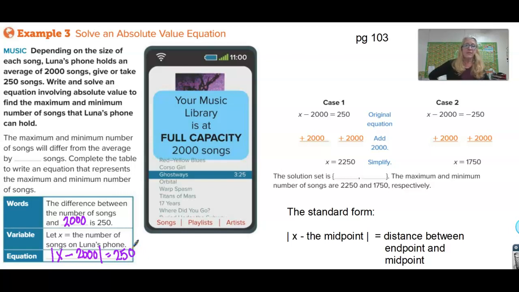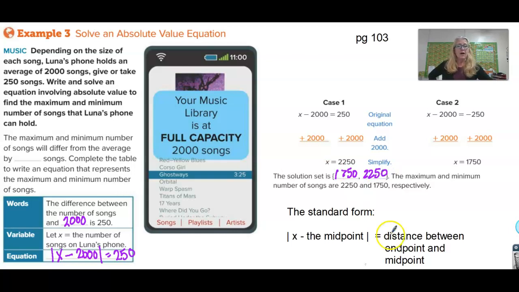Okay? So then they come over here and they say, well, x minus 2,000 might be positive 250, or x minus 2,000 might be negative 250. They solve by adding 2,000 to both sides, and then they simplify. So the solution set is 1750 and 2250, really hard to write in that small space. And that's how you solve that one.